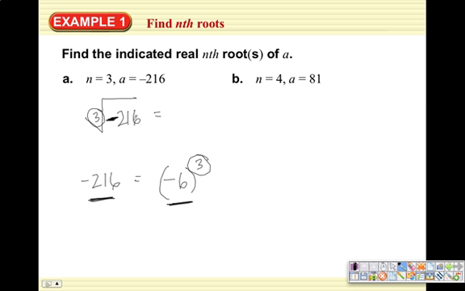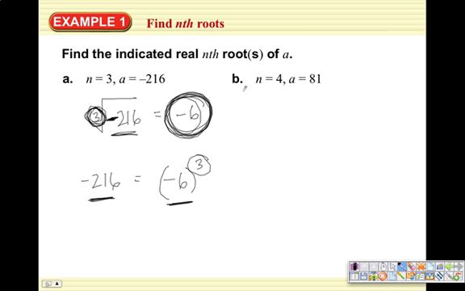The cube root of negative 216. What multiplied 3 times gives you negative 216? That answer is negative 6. That's your final answer. Because negative 6 cubed gives you negative 216.